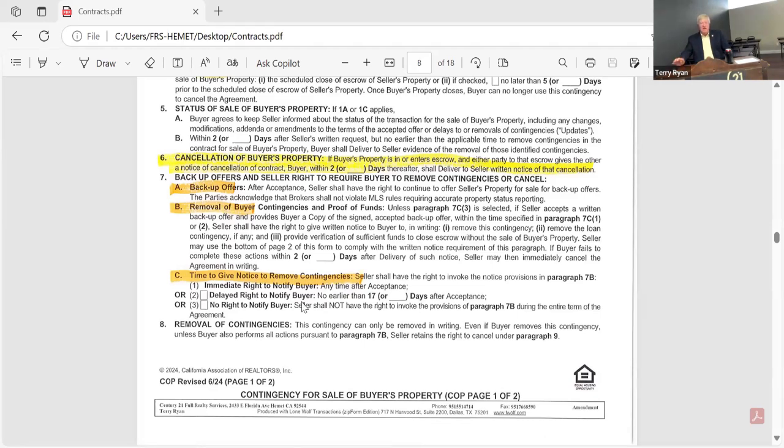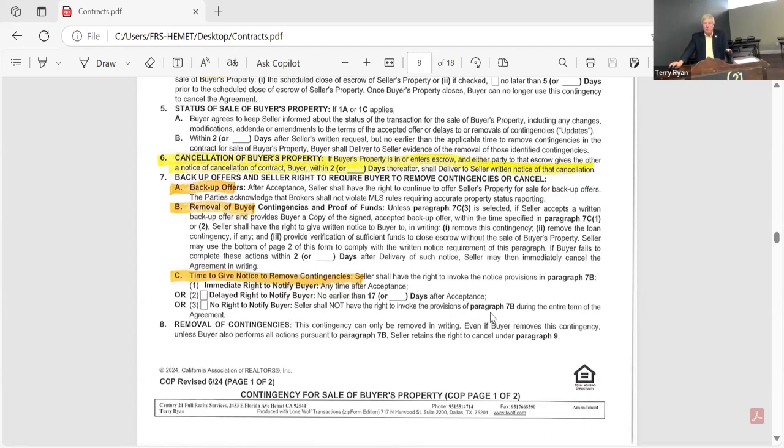Or the delayed right to notify. So this is saying that same thing. I left it on for backup offers. I received another offer that was good, but I have to give you at least 17 days to find another property and remove the contingency yourself. Or 3, which is no right to notify buyer.